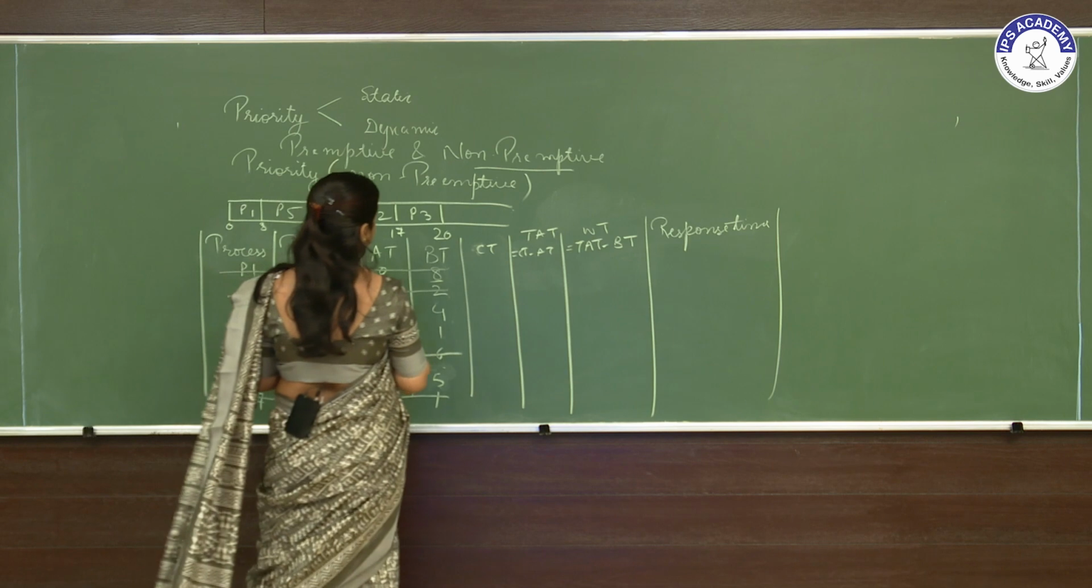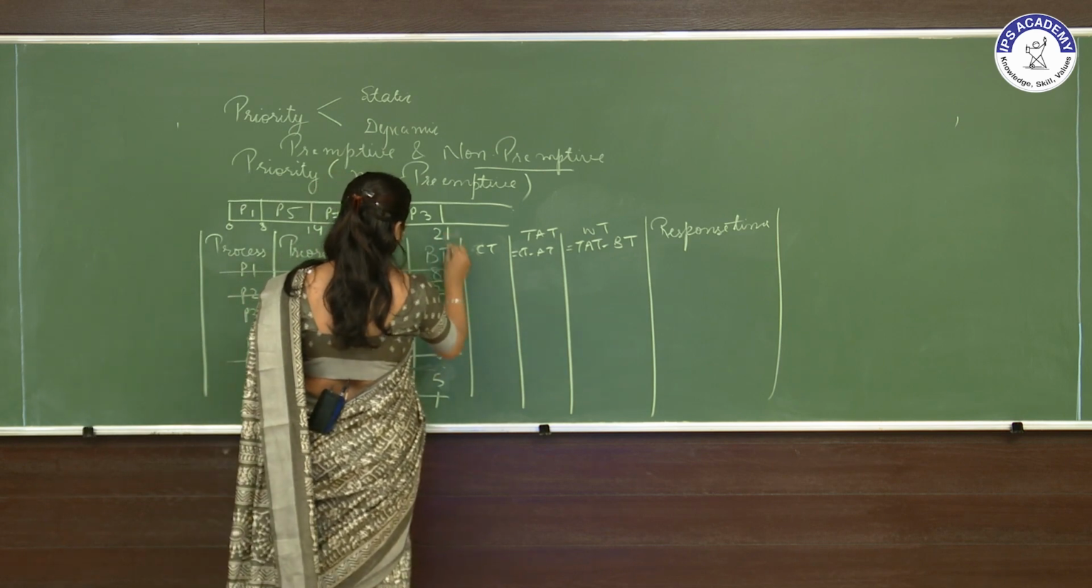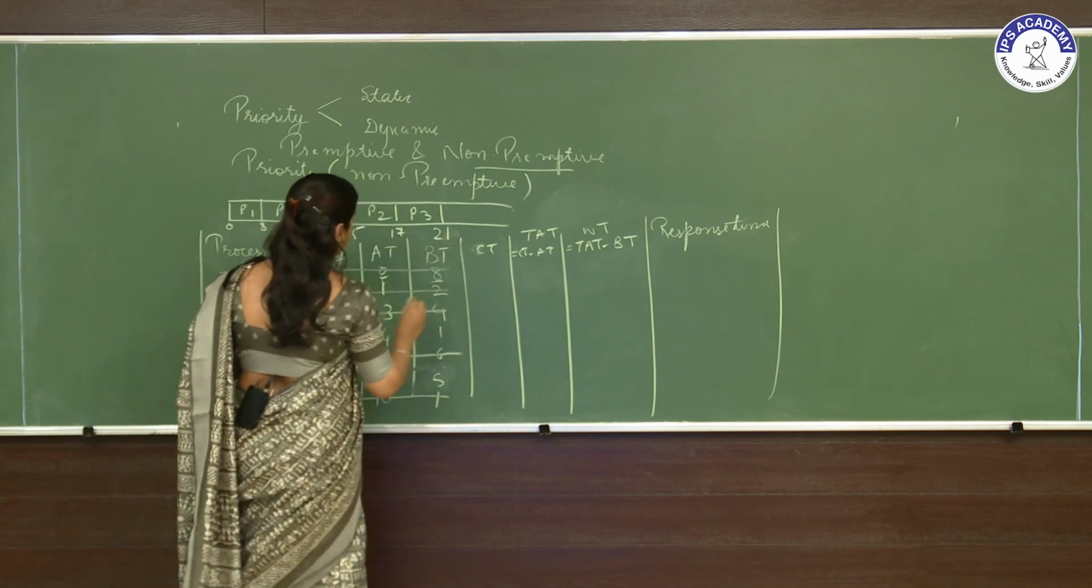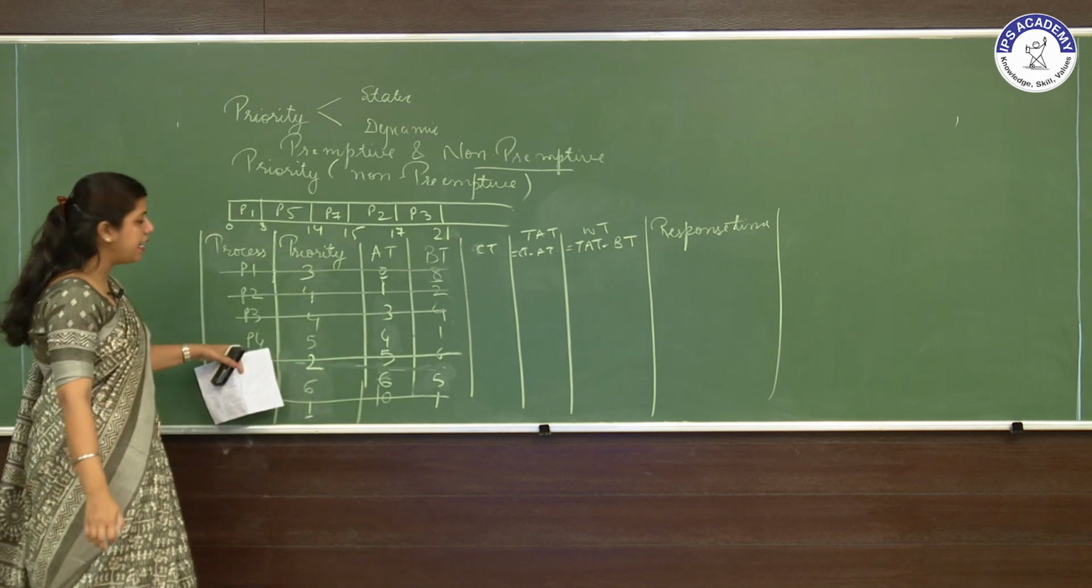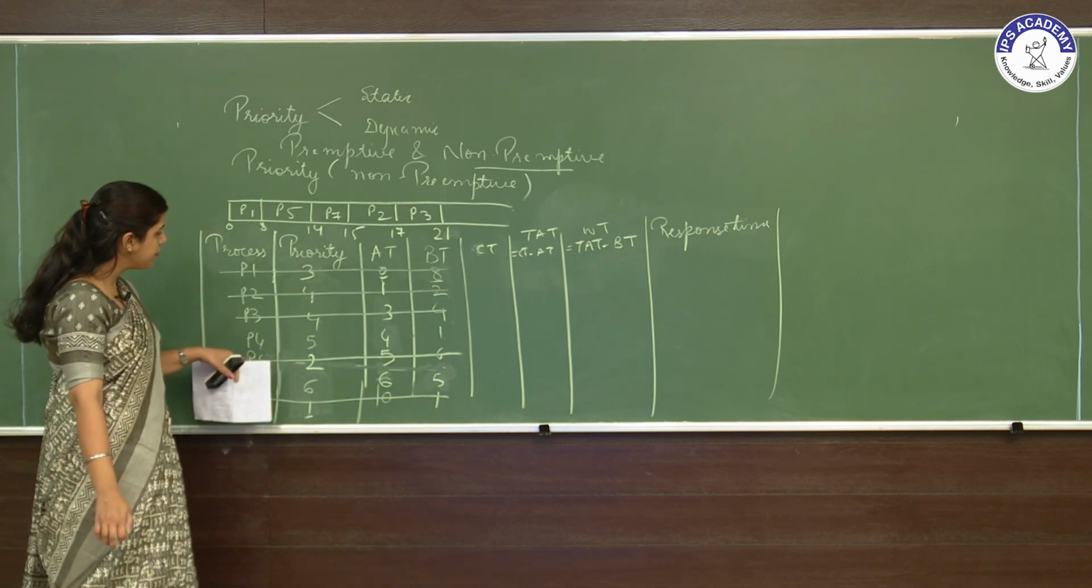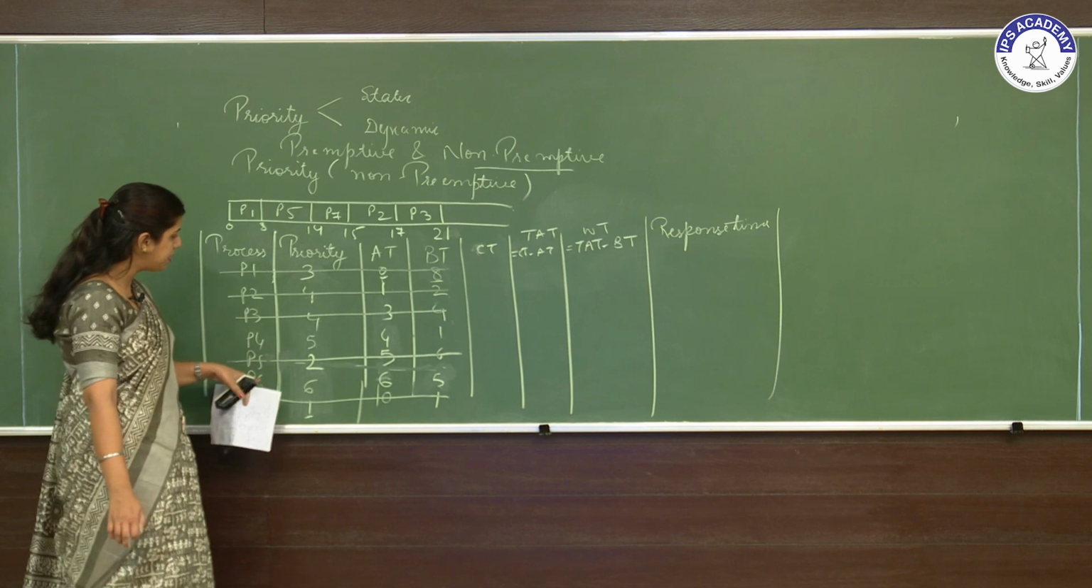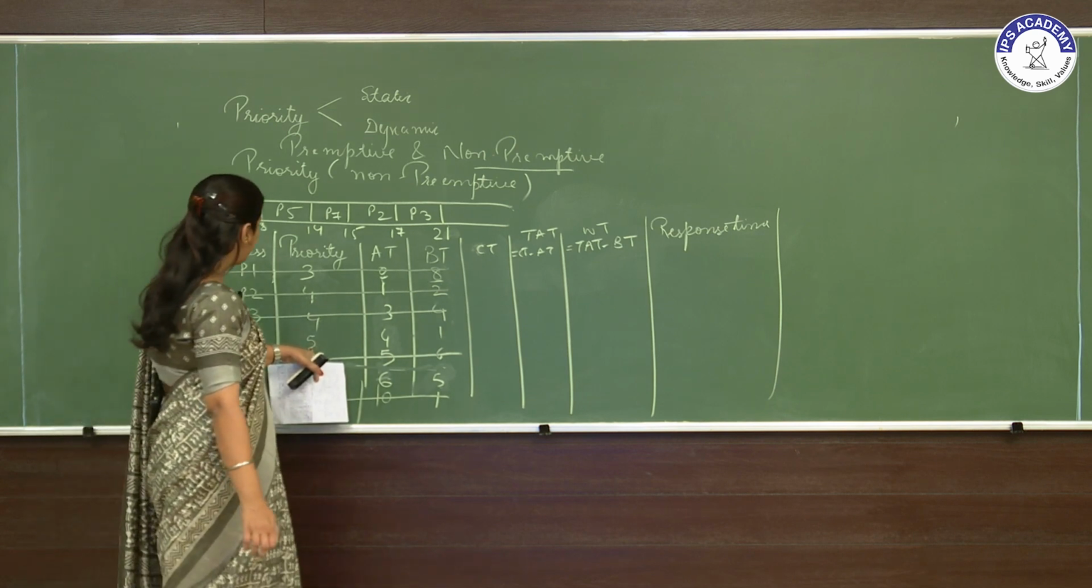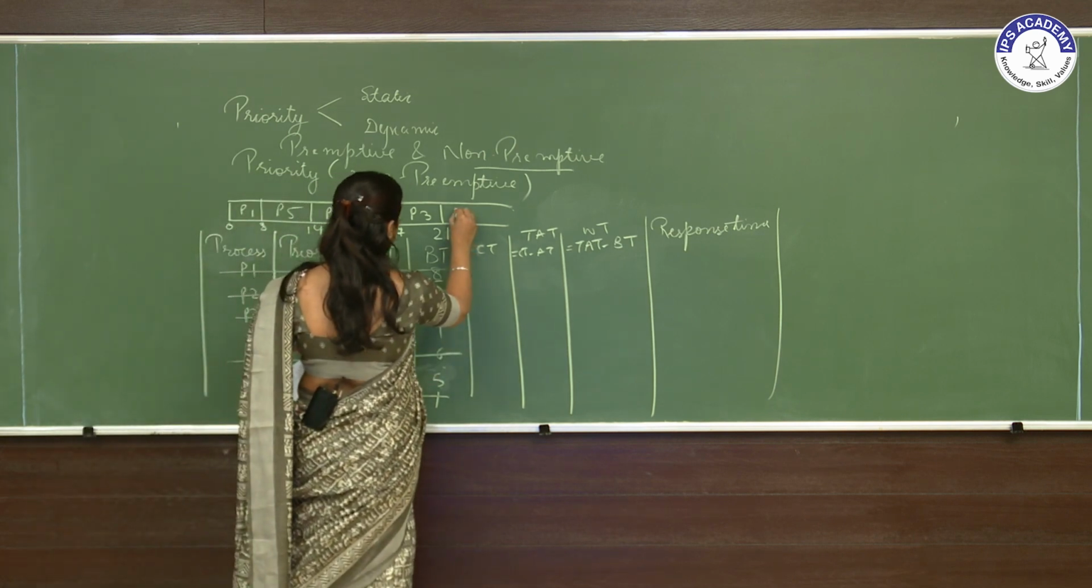P3 for 4 units of time. Next, 2 processes are left in the ready queue, P4 and P6. Since P4 has higher priority than P6, we will allocate CPU to P4 for 1 unit of time.